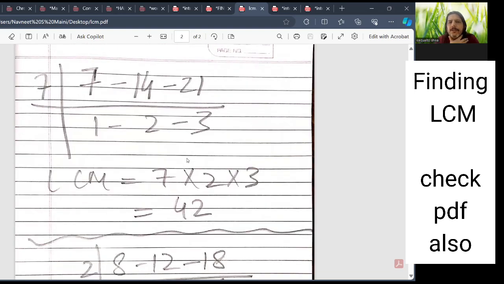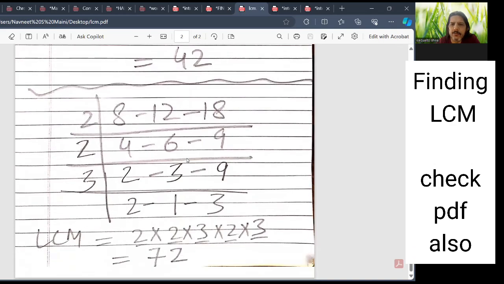Next question, 7, 14, 21. Is your answer 42? Yes. The next one is 2, 4. Is your answer 42? Okay, great. 8, 12, 18. Is the answer 72? Have you followed the same process?